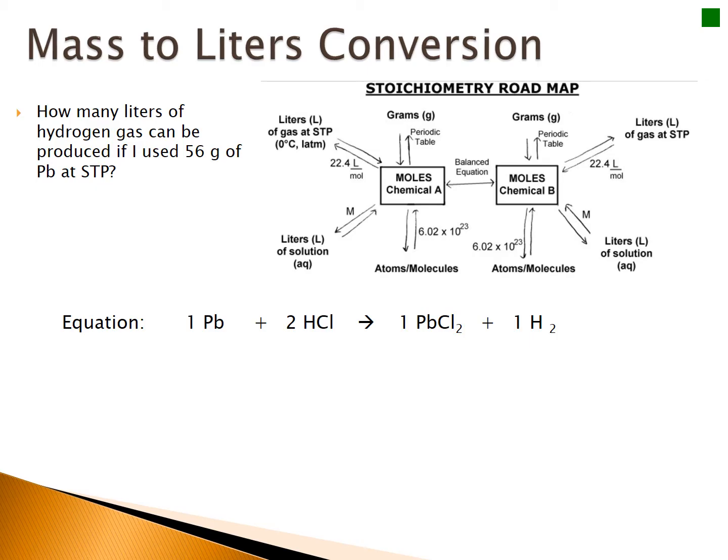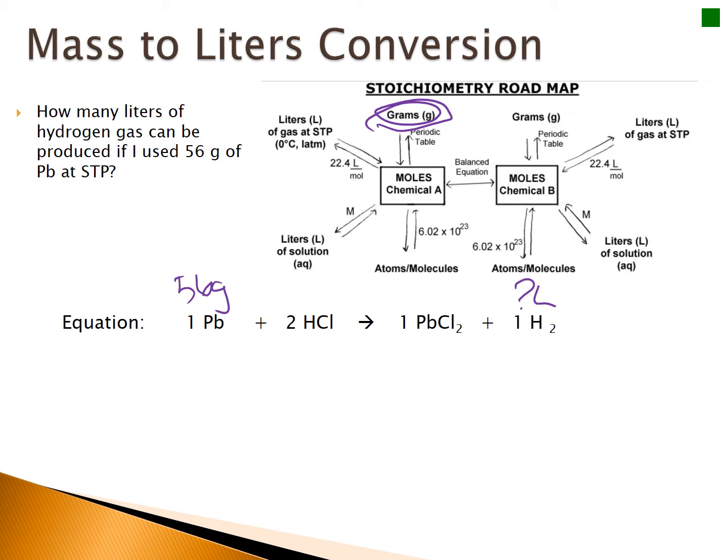Okay, how many liters of hydrogen gas? So we're going to write down, I need to know how many liters of hydrogen gas can be produced if I used 56 grams of lead. All right, so that's 56 grams. It's very easy to identify the grams because there's only one type of grams conversion.